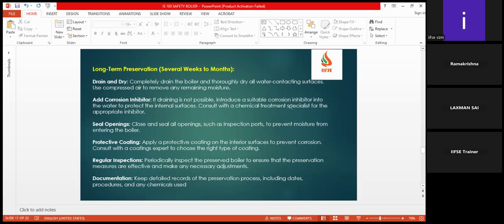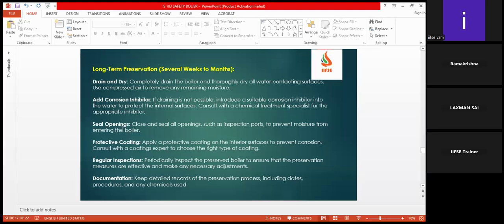So we'll apply dry air so that over a period of time we can take out the complete moisture, and add corrosion inhibitor if the draining is not possible. Introduce a suitable corrosion inhibitor into the water to protect the internal surfaces, and consult a chemical treatment specialist for the appropriate inhibitors. So if the draining is not possible, we use certain types of chemicals. We'll add them to the water so that they do not generate any corrosion in the boiler components.